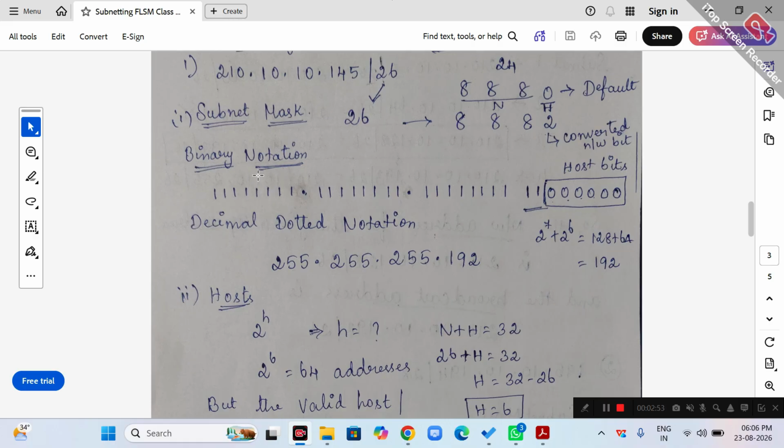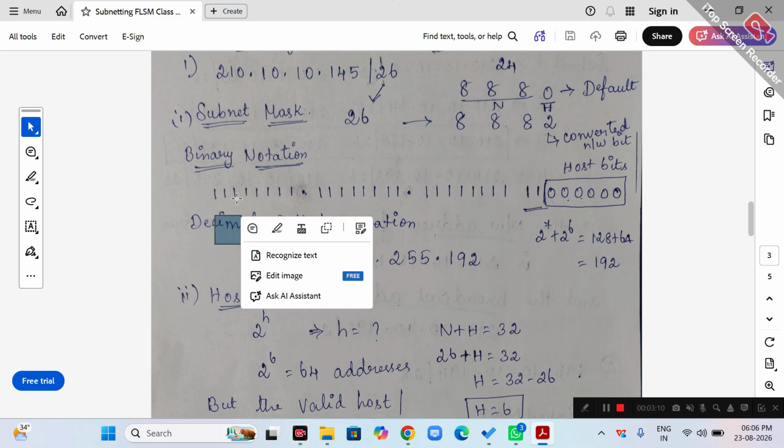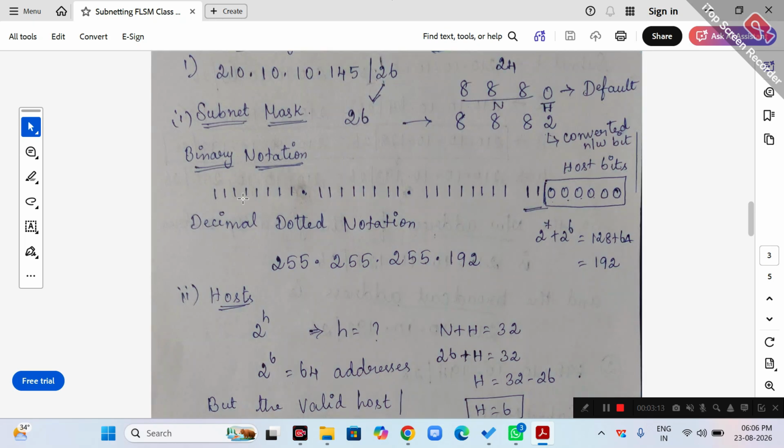We can convert this binary notation into decimal dotted notation. If all 8 bits are 1, the decimal value is 255. We know how to convert binary to decimal: 2 to the power 7 plus 2 to the power 6 plus 2 to the power 5 plus 2 to the power 4 plus 2 to the power 3 plus 2 to the power 2 plus 2 to the power 1 plus 2 to the power 0. If we add all 8 bits, we get 255. So in the first 3 octets, all 8 bits are 1.